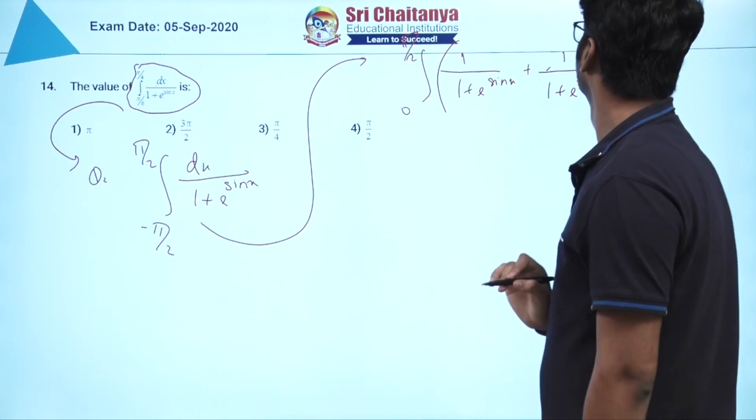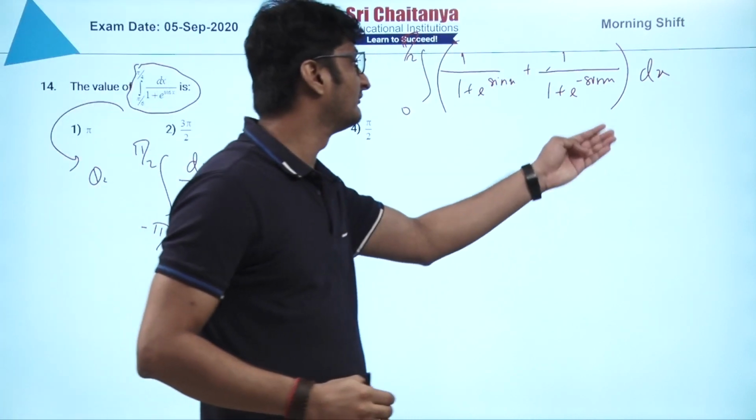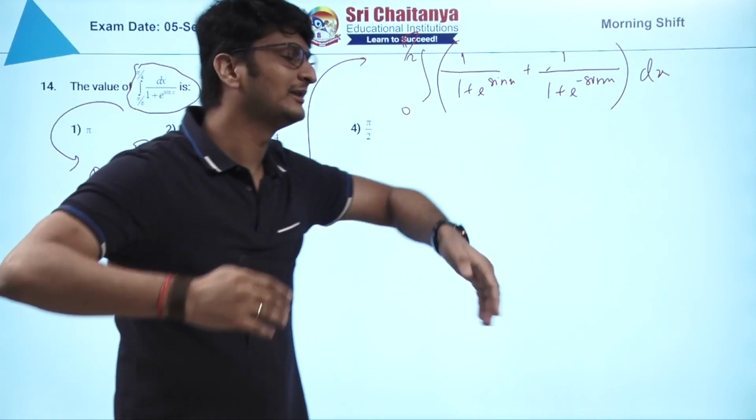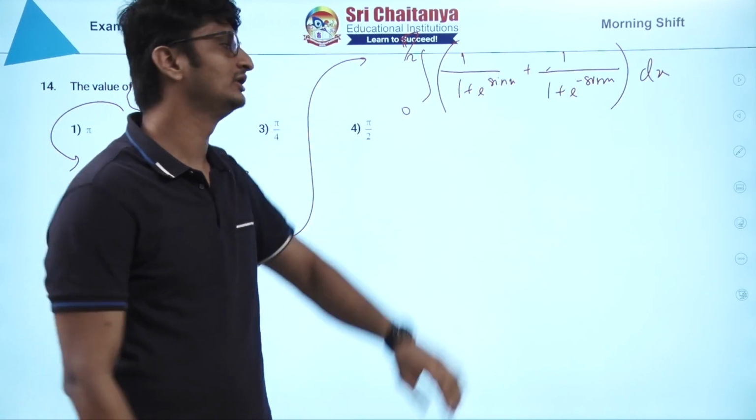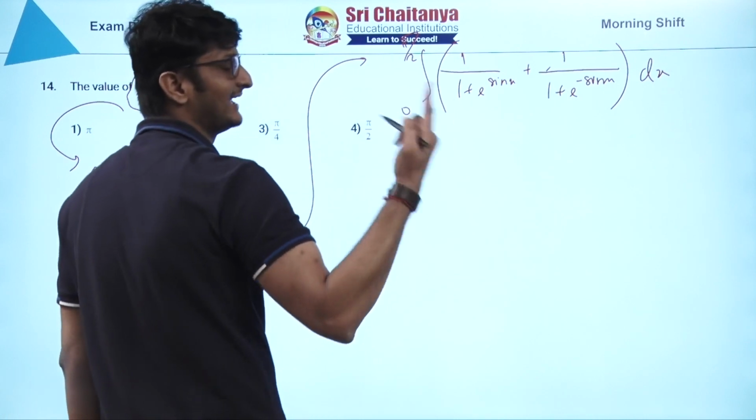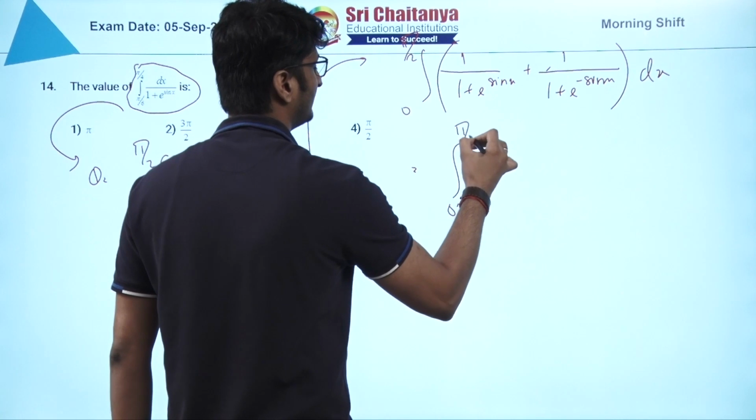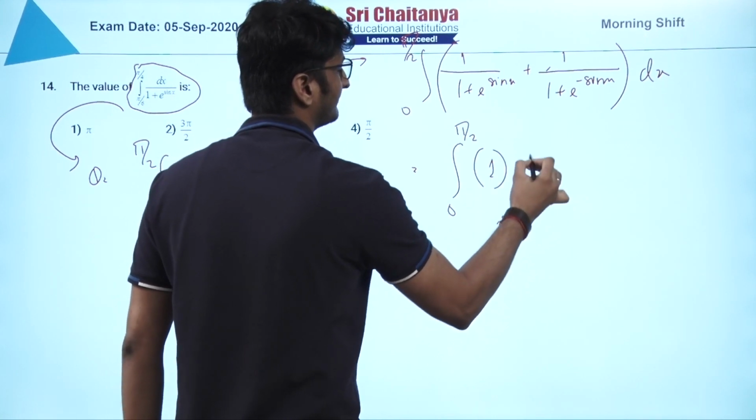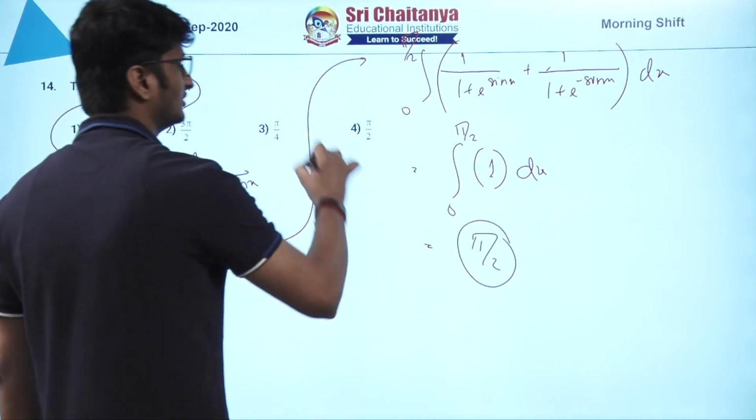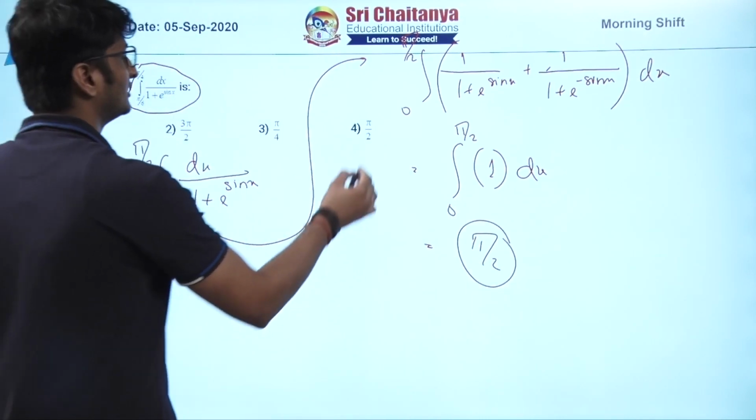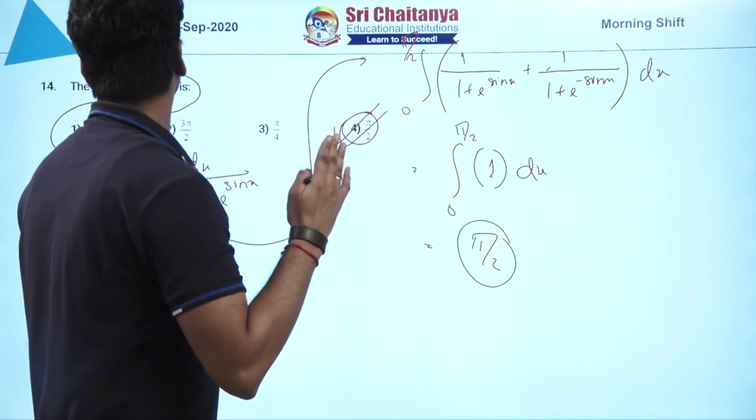dx, correct. 1 upon 1 plus e to the power sin x plus 1 upon 1 plus e to the power minus sin x. Whatever the value here, e, or it may be k, t, r, 5, whatever, after taking the LCM you will always get the denominator and numerator the same, and you will get 1. You should remember this also, very common question. So hence you are getting the answer as pi by 2. Option number 4 has become the correct choice to tick. Can we move to the next question?